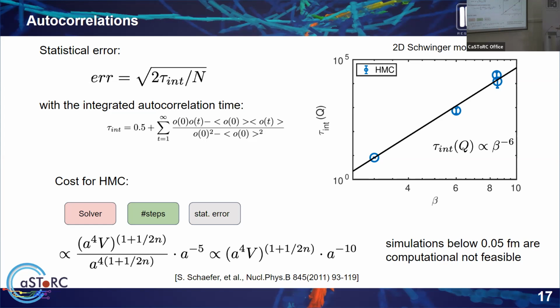So if you go below 0.05 femtometer, then the autocorrelation of, for example, the topological charge, an observable which we will look at soon, increases quite rapidly, which makes it computationally not feasible to simulate for very small lattice spacings. Okay, so this is an example in the case of the Schwinger model.